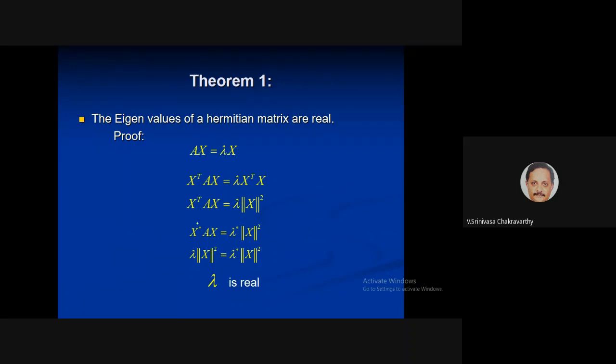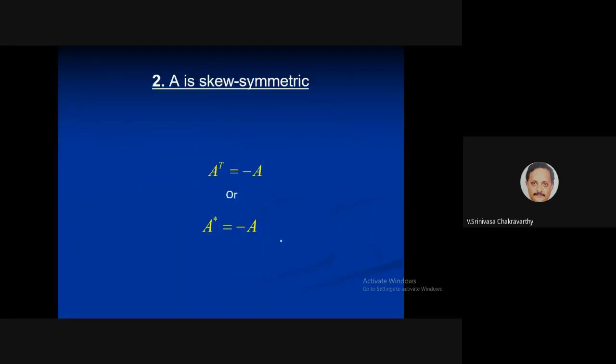Now if you take the transpose on both sides, you get x transpose A x again. On the right side, you'll have lambda star times mod x square, because mod x square is a real number, so its conjugate is still the same. So both are the same, and this is equal to this. Therefore, lambda times mod x square is equal to lambda star times mod x square. Therefore, lambda is real. So for Hermitian matrices or square symmetric matrices, the eigenvalues are all real.